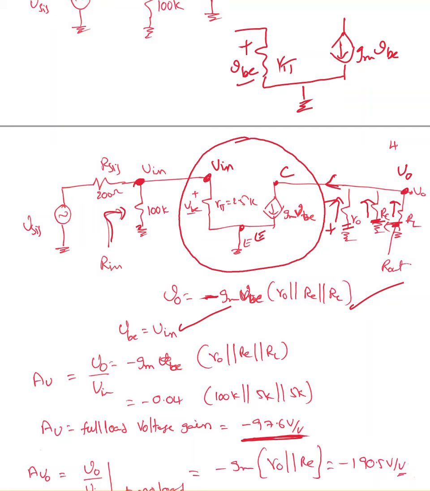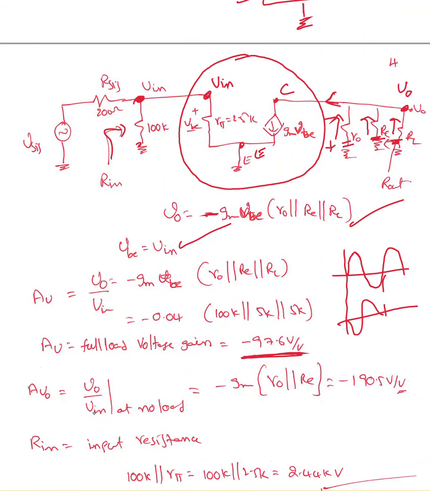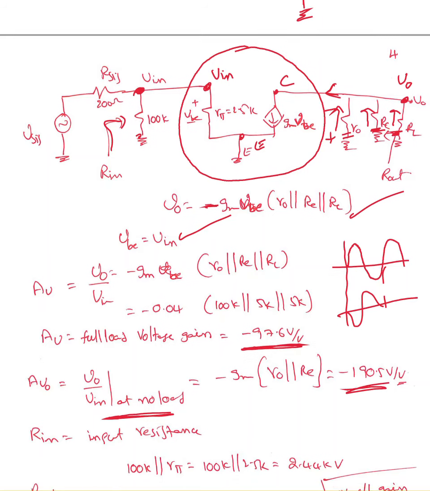So remember one important thing: in CE configuration, the gain is always negative. What does it indicate? Basically, if I give the input sinusoidal waveform, my output sinusoidal waveform is going to be inverted by 180 degrees. That's what the negative indicates. Now gain at no load, V naught over V input. At no load, all you need to do is remove the load RL, and the rest you can find. It's around negative 190.5.